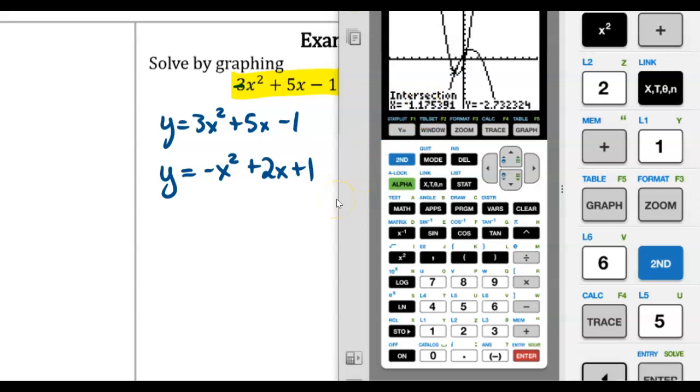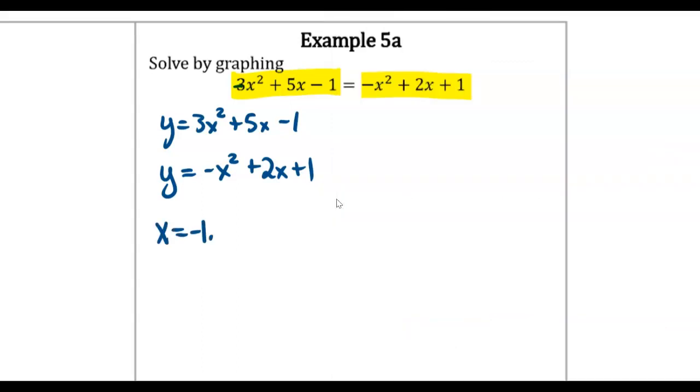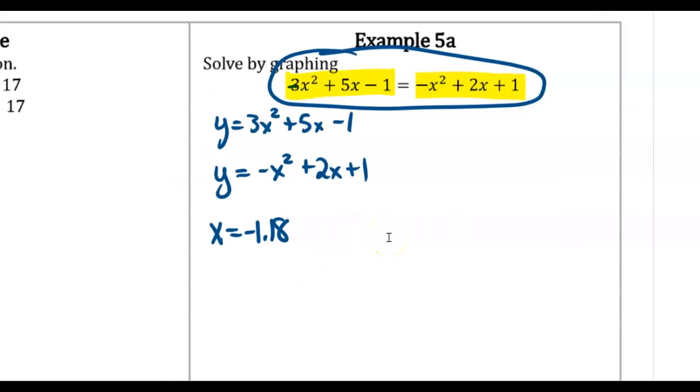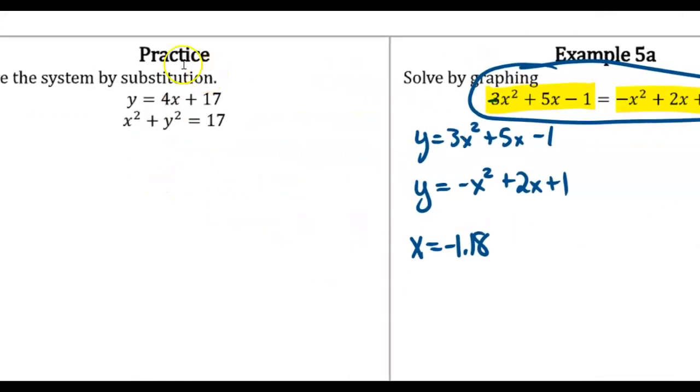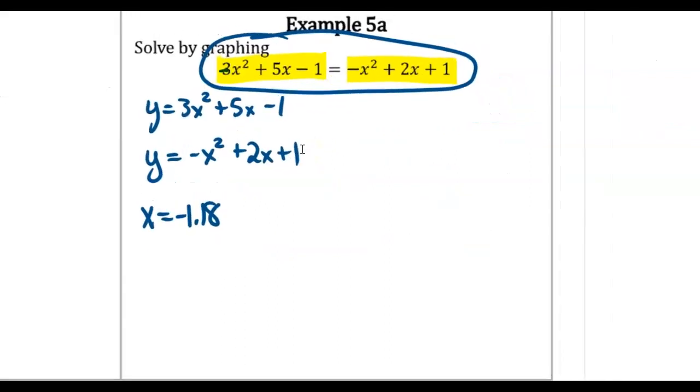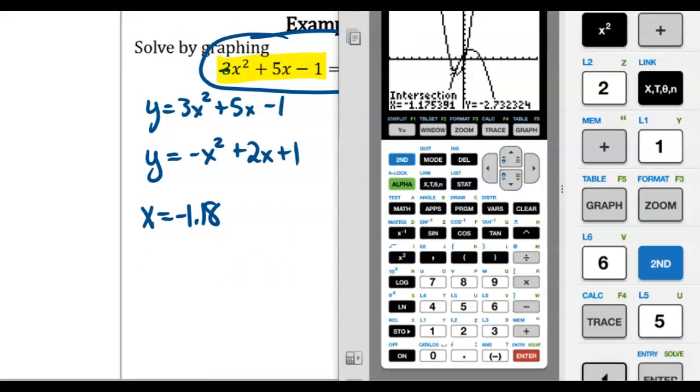X equals negative 1.18. So the reason I only need the x is if you look at the original equations, they were in all x's, there were no y's, so it only wants x as the answer. Versus if you're doing something like this, the equations are in both x's and y's, and so you would need a point, an x and a y value. But in this case, the original equation is only in x's, so I only need the x part of the point as my solution.